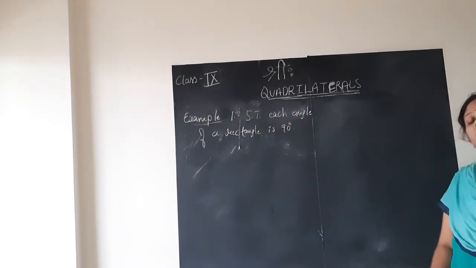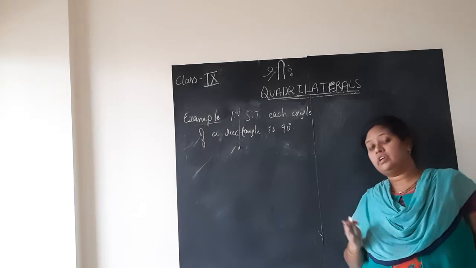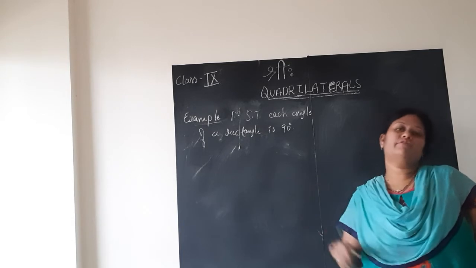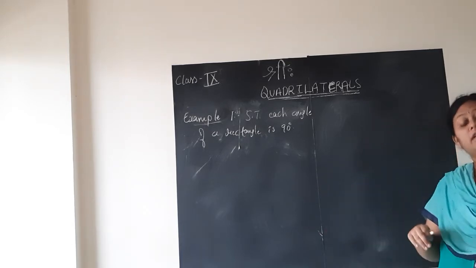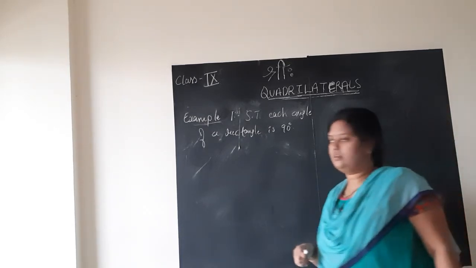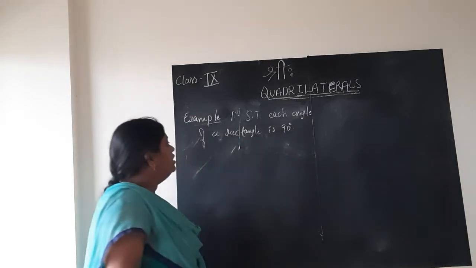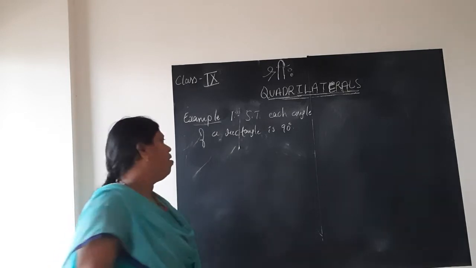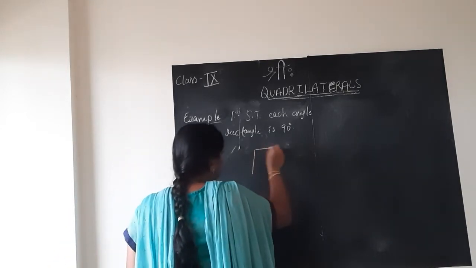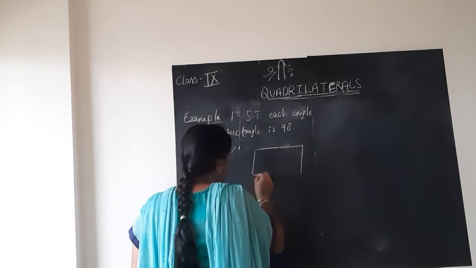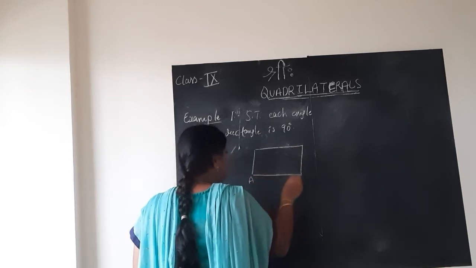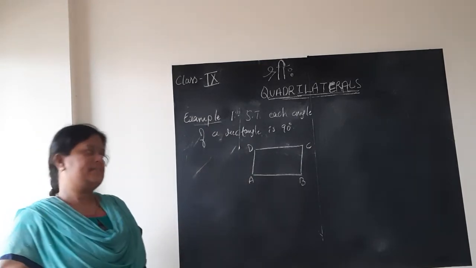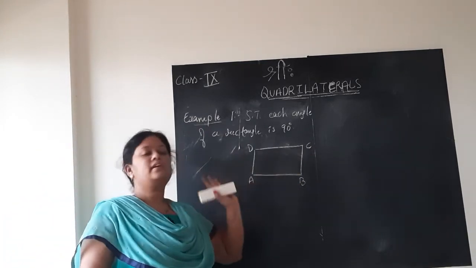I already told you, the properties of each quadrilateral that you have learnt are very important, as well as the statements of the theorems we discussed, in order to solve the problems. So now they are asking us to show each angle of a rectangle is 90 degrees. For that, let me draw a rectangle A, B, C, D. I will label it as ABCD is a rectangle.